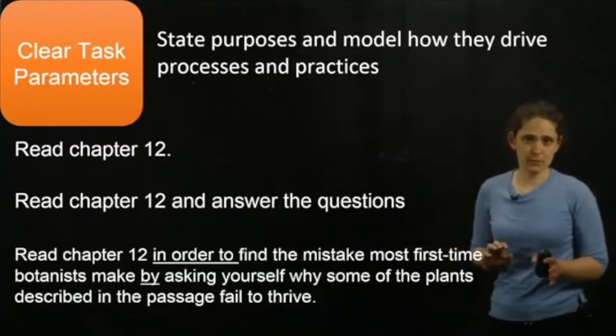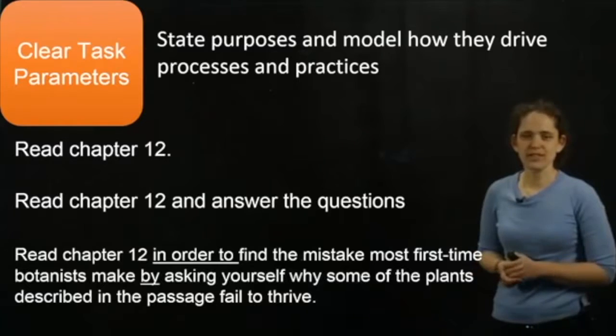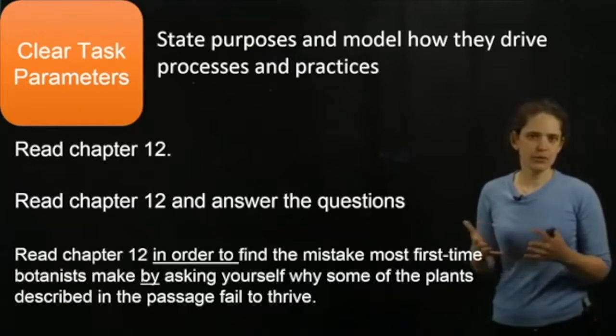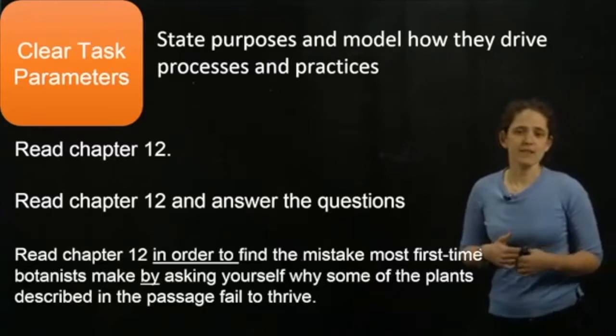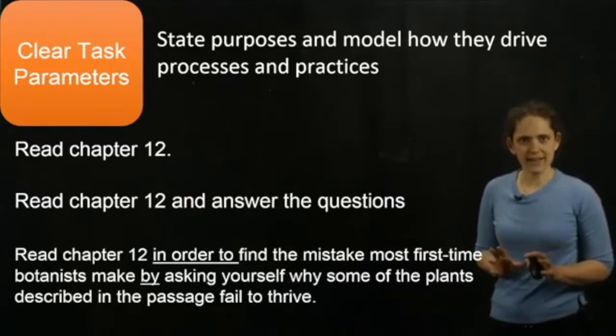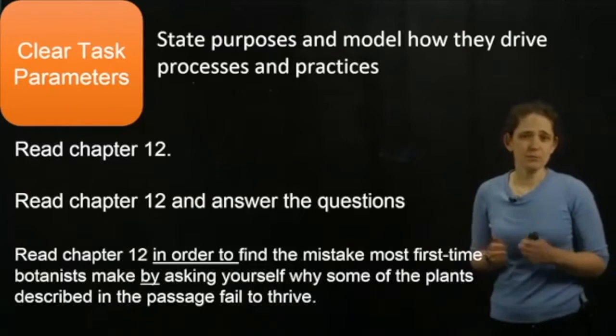So in this task parameter, we're setting both a purpose and a process by saying read chapter 12 in order to, here comes the purpose, find the mistake most first-time botanists make. So now as a reader, I know exactly what I'm looking for. I'm going to read in order to find that. I might be a sophisticated enough reader to already know exactly how to go about finding that information. I also might not have a clue.